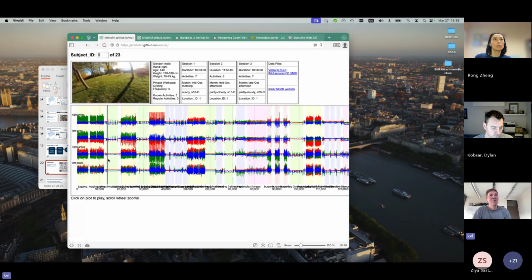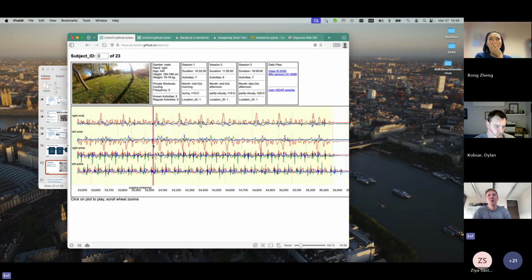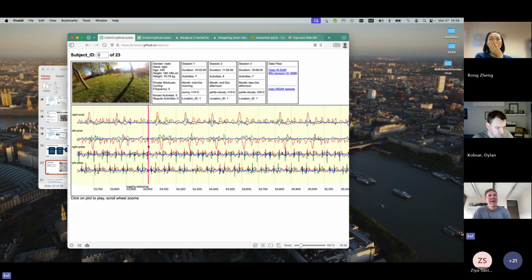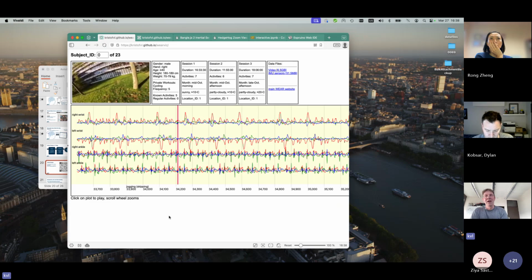So this is from the earlier mentioned WEAR datasets. So you can see here, subject to the participant 0 out of 23 that are currently in the datasets. I can look at that sensor data from that person. I can zoom into that sensor data, and I can start playing that sensor data. So as soon as I click on here, the video will start showing. That's the first person view of this person, and also the four sensors showing their sensor data.